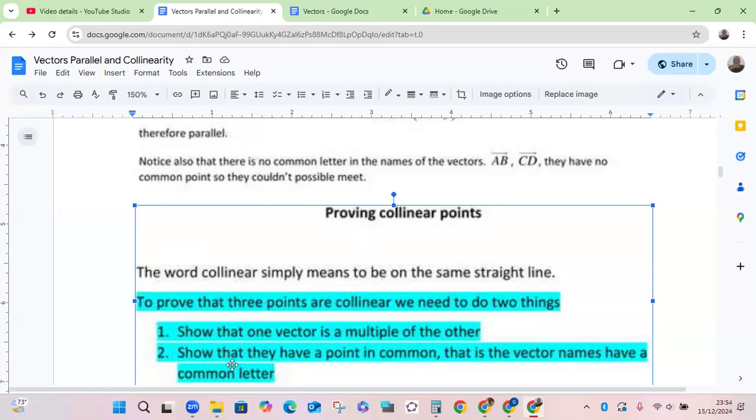And 2, to show that they have a point in common, that is, the vector names have a common letter. So the points are named by letters. I think 2 should come first. I think we should get those 2 vectors first, make sure that they have a point in common, that means the letter is repeating, and then show that they are multiples of each other. So let us apply that now to our situation.